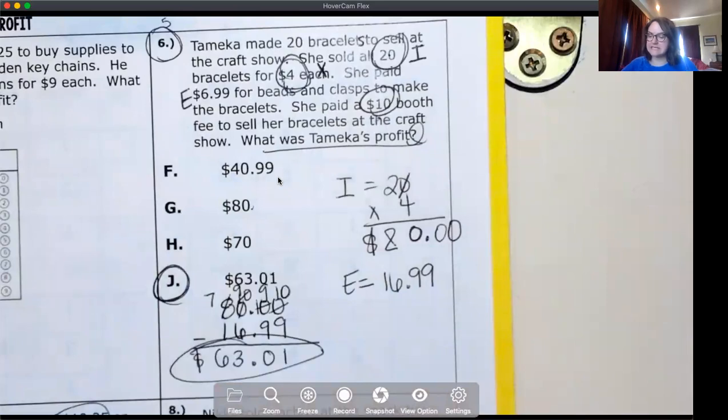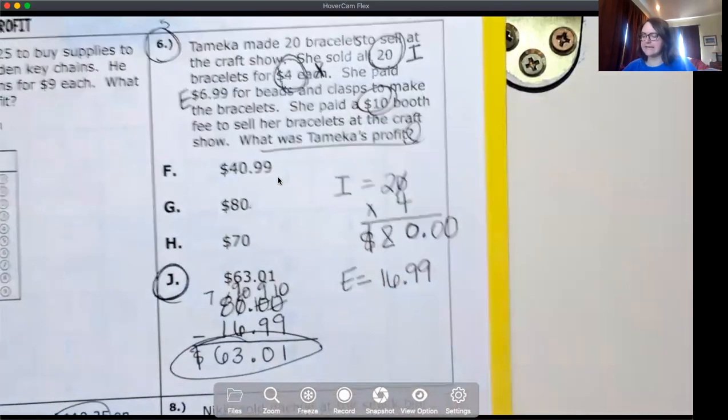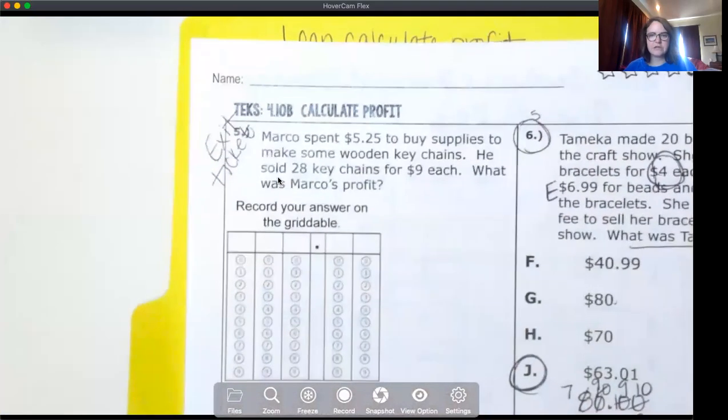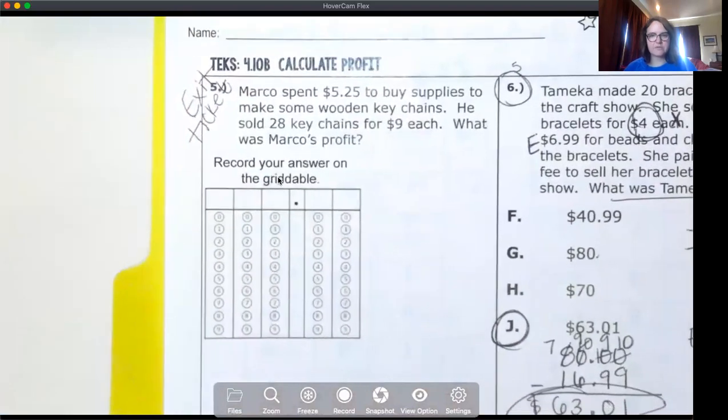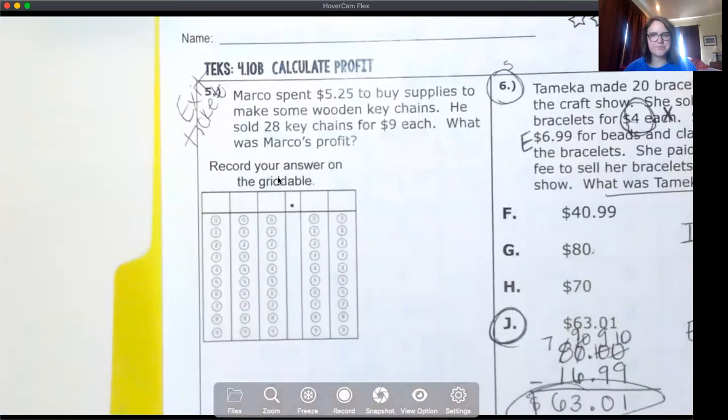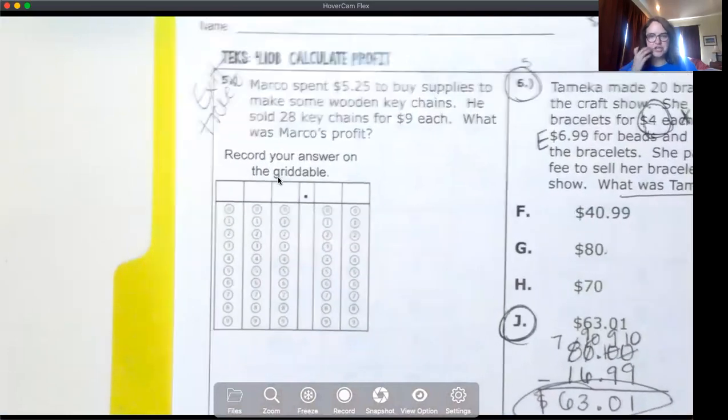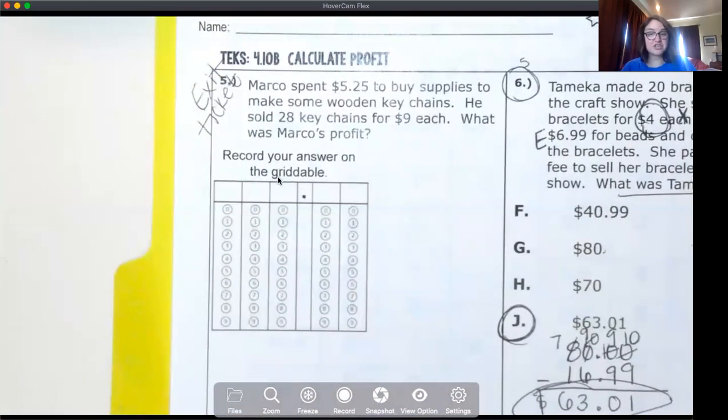All right, my loves, it is exit ticket time. I got you a gridable. I want you to think about how you might grid this, but when you're finished with it, all you need to do is send your answer to your math teacher.